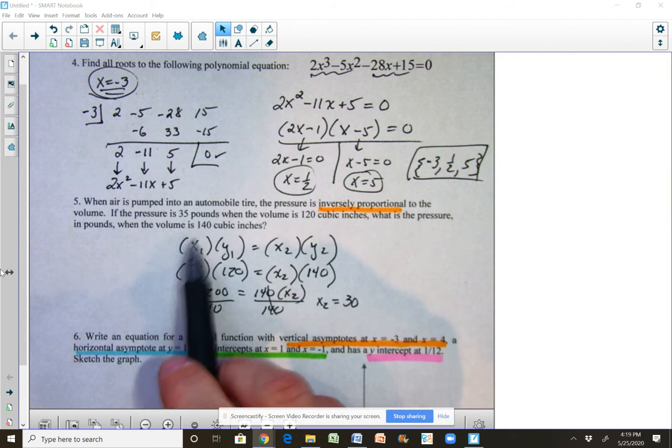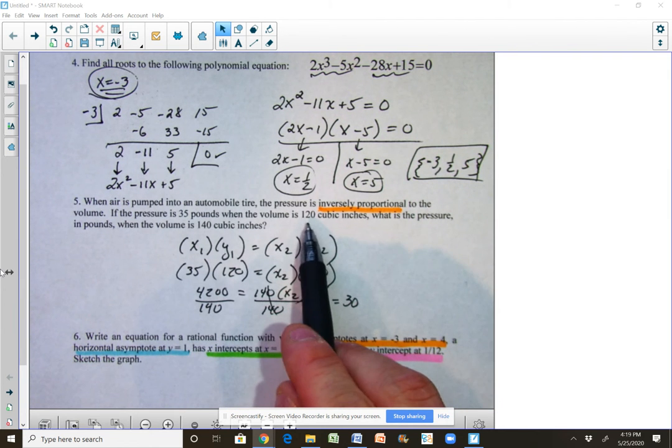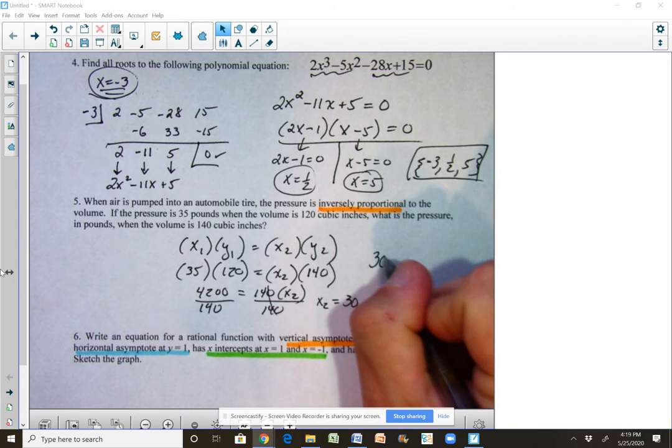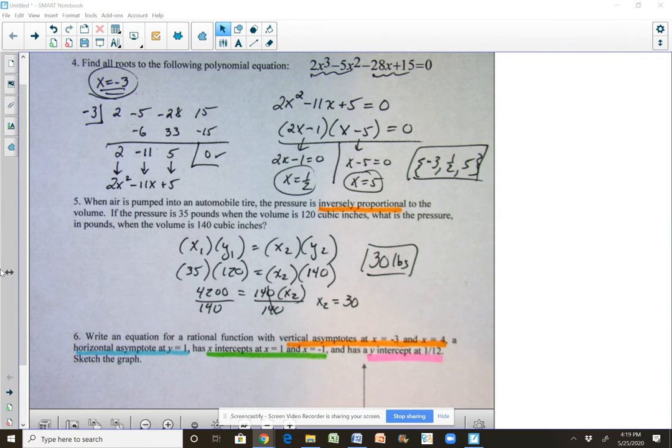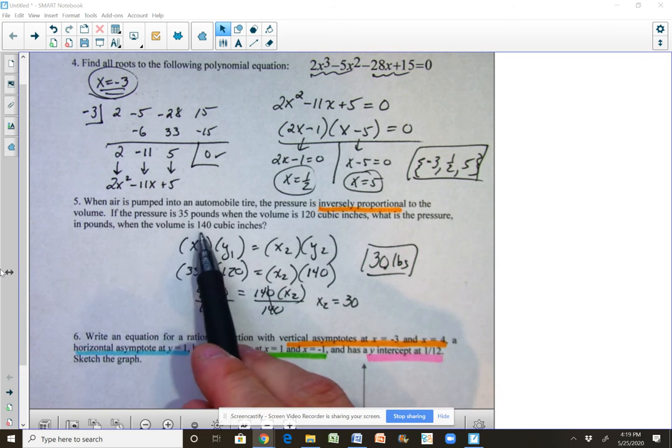So what that means is if it's 35 pounds, the volume is 120 cubic inches. If it's 30 pounds, then you end up going up to 140 cubic inches in volume. It's inversely proportional. As this goes down, the other goes up.